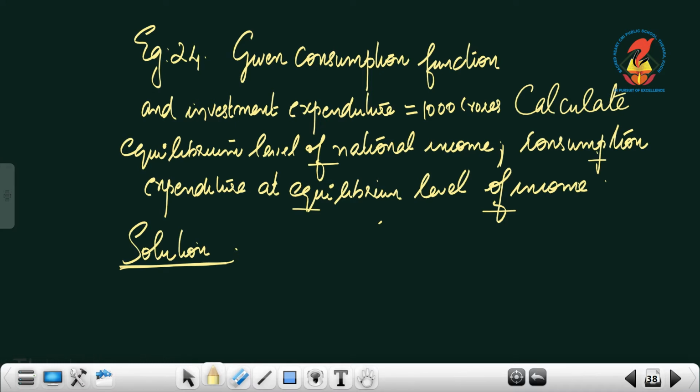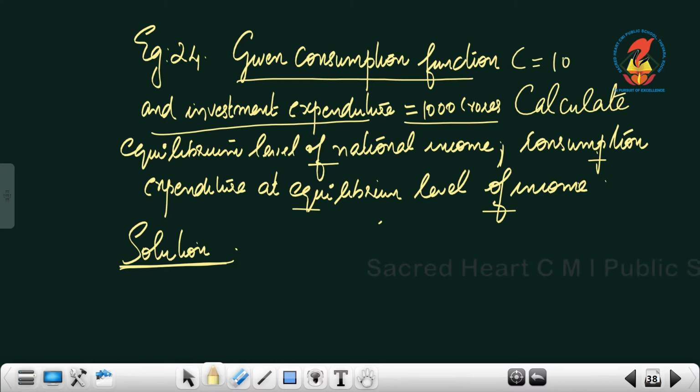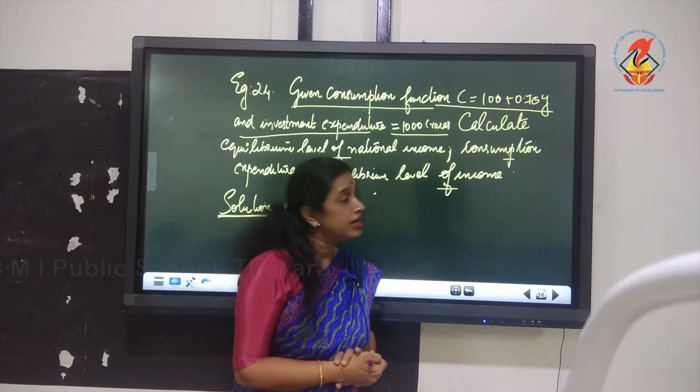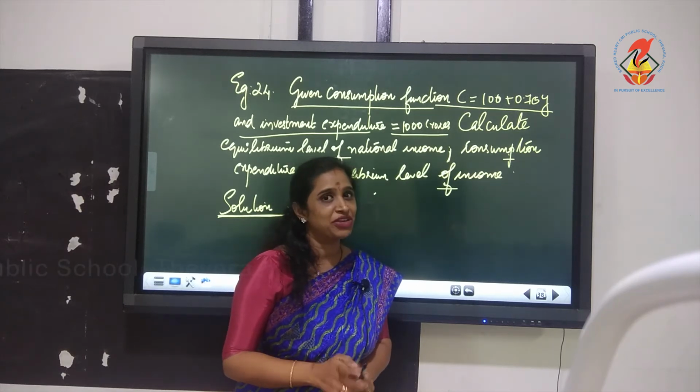Question number 24. Given consumption function and investment expenditure is equal to 1000 crores. What is the consumption function given? C is equal to 100 plus 0.75y. Given the consumption function, C is equal to 100 plus 0.75y.